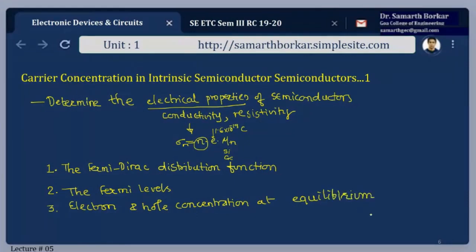Before proceeding with the derivation, we will try to understand these three terms: functions and levels. Now, to understand the Fermi-Dirac distribution, we have to first understand the energy band diagram. I think we have covered this topic many times. What is an energy band diagram? Again, let me just revise what it is.